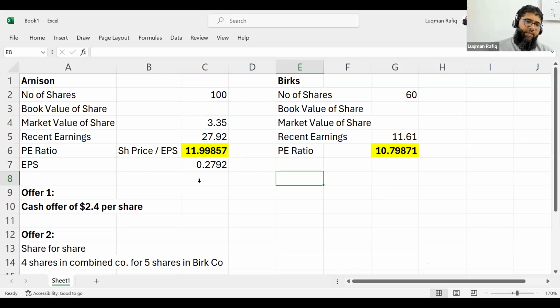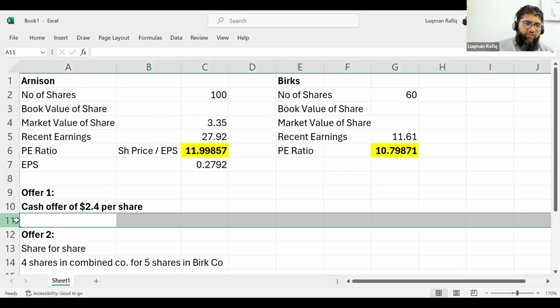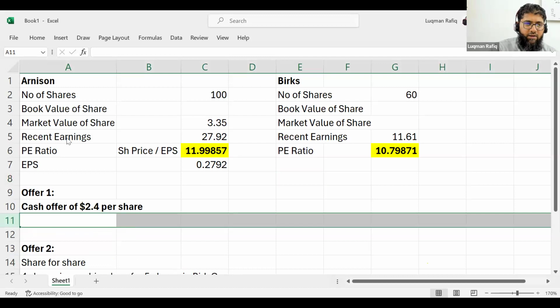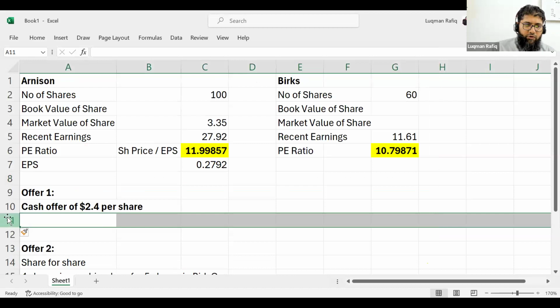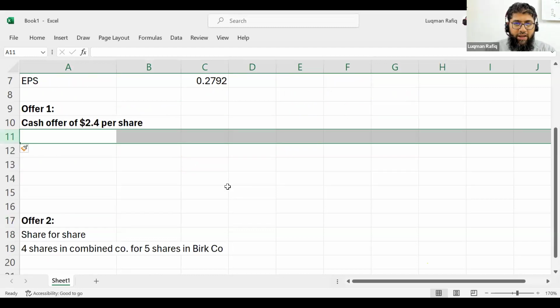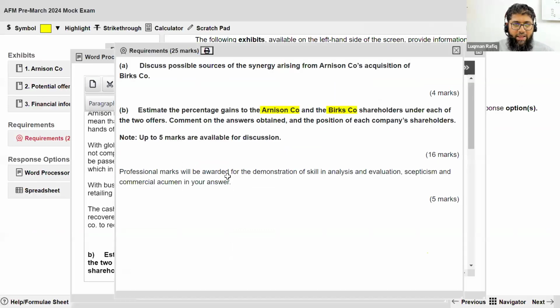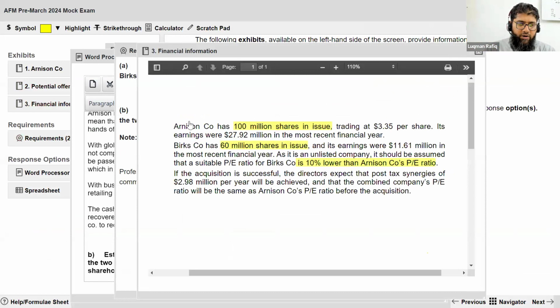Is that okay? Now see, we have to try and understand what the examiner is asking us to do. He tells you that you have to calculate the estimated percentage gain to the Arneson company and Burks company shareholder under each of the two offers. So how would you calculate the percentage gain? That's important.